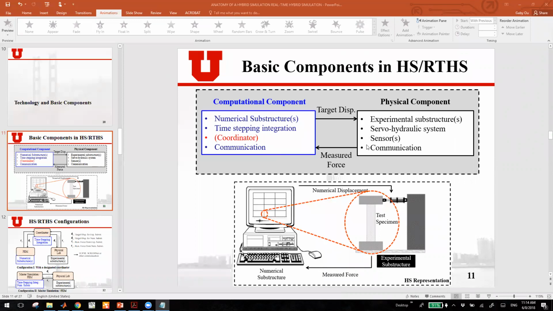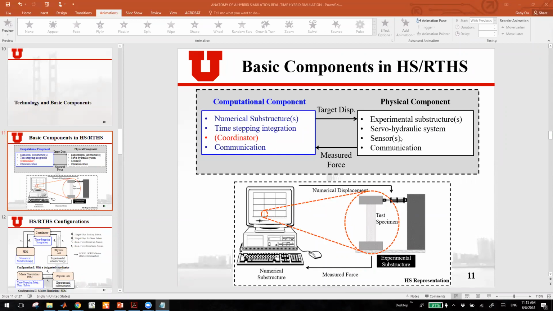And on the physical side, we should have an experiment substructure or several experiment substructures, which is basically the specimen we would like to test. And a servo-hydraulic system that includes a servo-hydraulic actuator and the servo-hydraulic controller. You can think of the material test that I think most of you have experienced in the lab, where you use a controller to give a displacement command to your material test machine, the loading system. That controller and hydraulic actuator combined together is what we call the servo-hydraulic system.